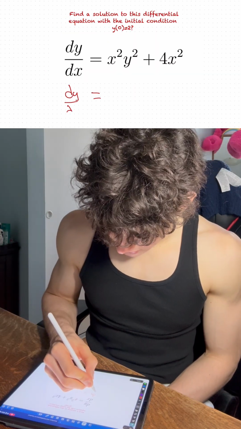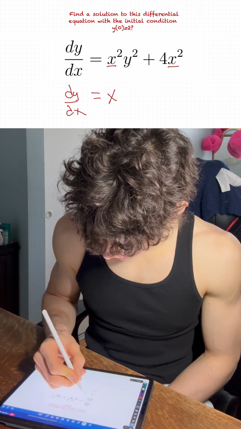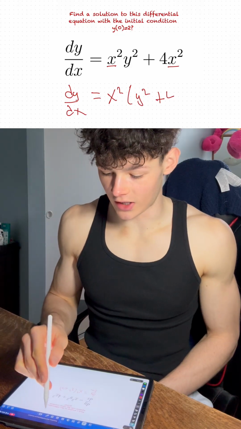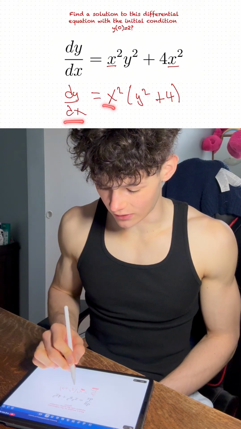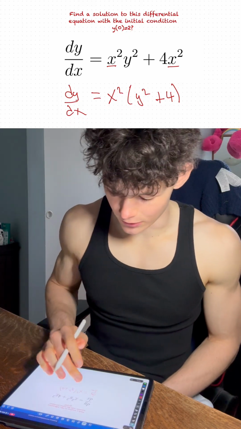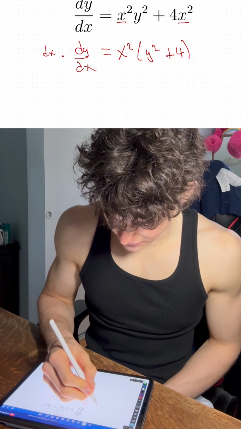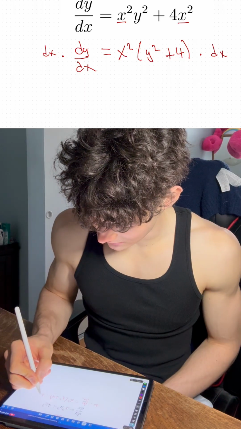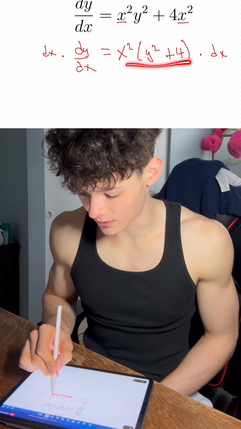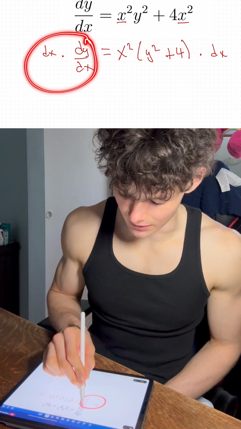We'll rewrite it first, and we can factor out our x squared here. We're able to get all of our x stuff on one side and all of our y stuff on the other side. How do we do that? Well, we'd multiply this side by d of x, which means you have to multiply this side by d of x. You can also divide this side by y squared plus 4, which means we'd also have to divide this side by y squared plus 4.